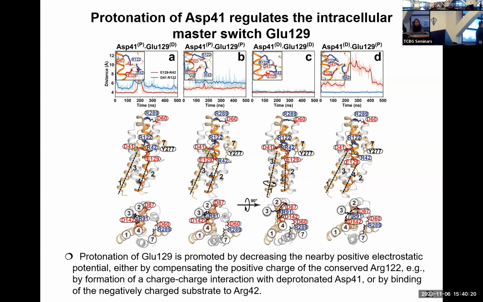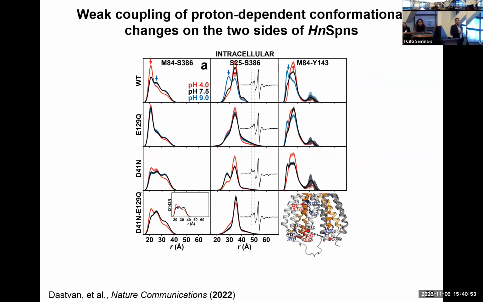And therefore, what we could conclude is that protonation of aspartate 41 regulates the intracellular master switch glutamate 129, and all of these local conformational changes that we predicted using MD happen while that periplasmic salt bridge is intact. So that was another important conclusion, that all of these changes in MD simulations happen while that periplasmic salt bridge stays intact. Now we go to the experiment.